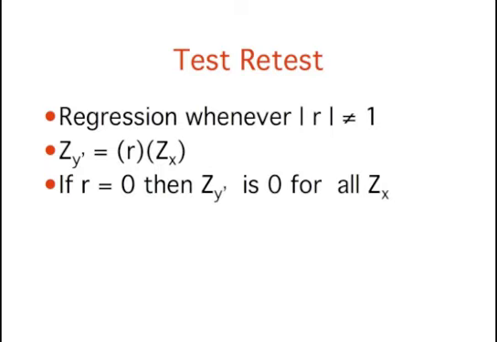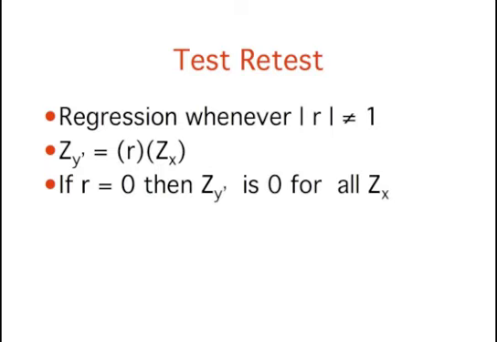There will be regression toward the mean in a test-retest situation whenever there is a less than perfect relationship between the test and the retest. This follows from the formula for a regression line, with standardized variables shown here, where z sub y prime is the predicted standard score on y, r is the correlation between x and y, and z sub x is the standard score on x.